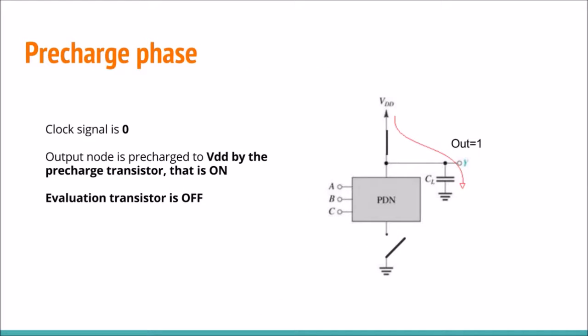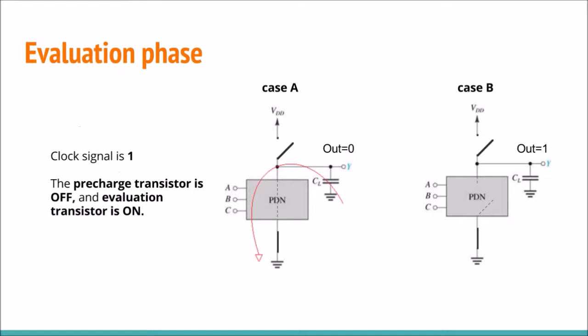Let's focus now on the pre-charge phase. When the clock signal is low, as we said, the pre-charge transistor is on, and the output node of the circuit is pre-charged to VDD by this transistor. During this time, the NMOS evaluation transistor is off, so the NMOS logic network is isolated from ground by a series of NMOS transistors. Now we are going to see what can happen during the evaluation phase.